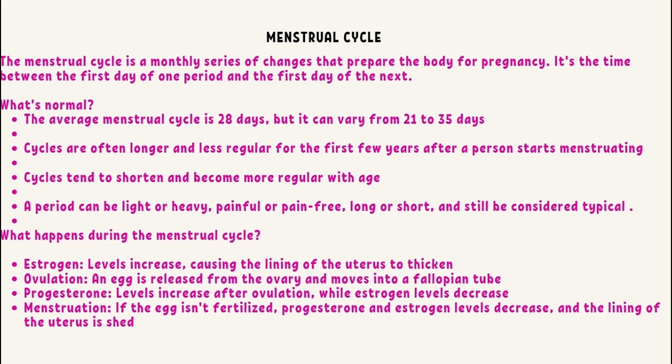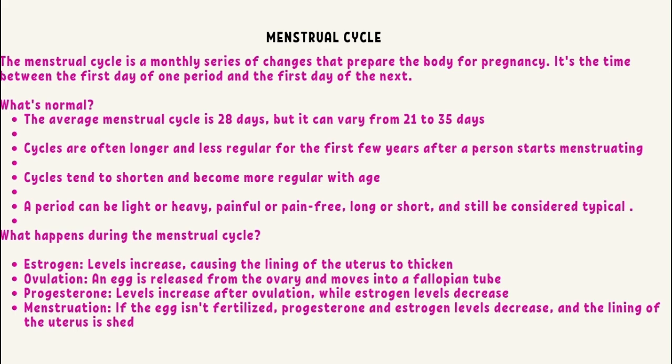So what happens during the menstrual cycle? Once you're talking about the menstrual cycle, two very important hormones you have to talk about are estrogen and progesterone. When estrogen levels increase, they cause the lining of the uterus to thicken, right? Then comes ovulation, when the egg is released from the ovary and moves into the fallopian tube. What the body is expecting at this point is that an egg will implant and you'll get pregnant.